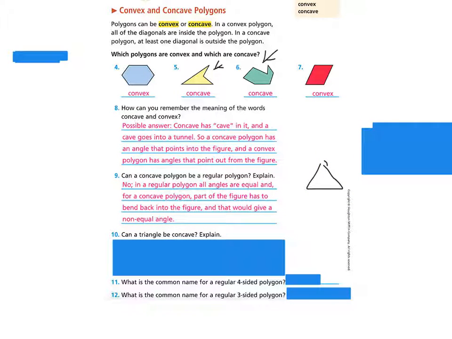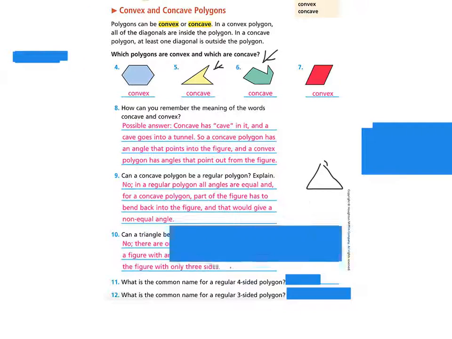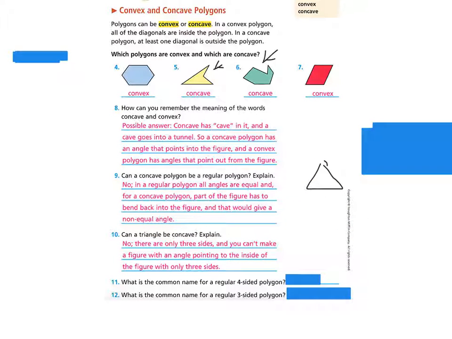Can a triangle be concave? No, it can't, because remember, if it dipped in, then it wouldn't be a triangle anymore, because you need all 3 sides in order to make that triangle. Alright, 2 more questions here and then we'll move on.